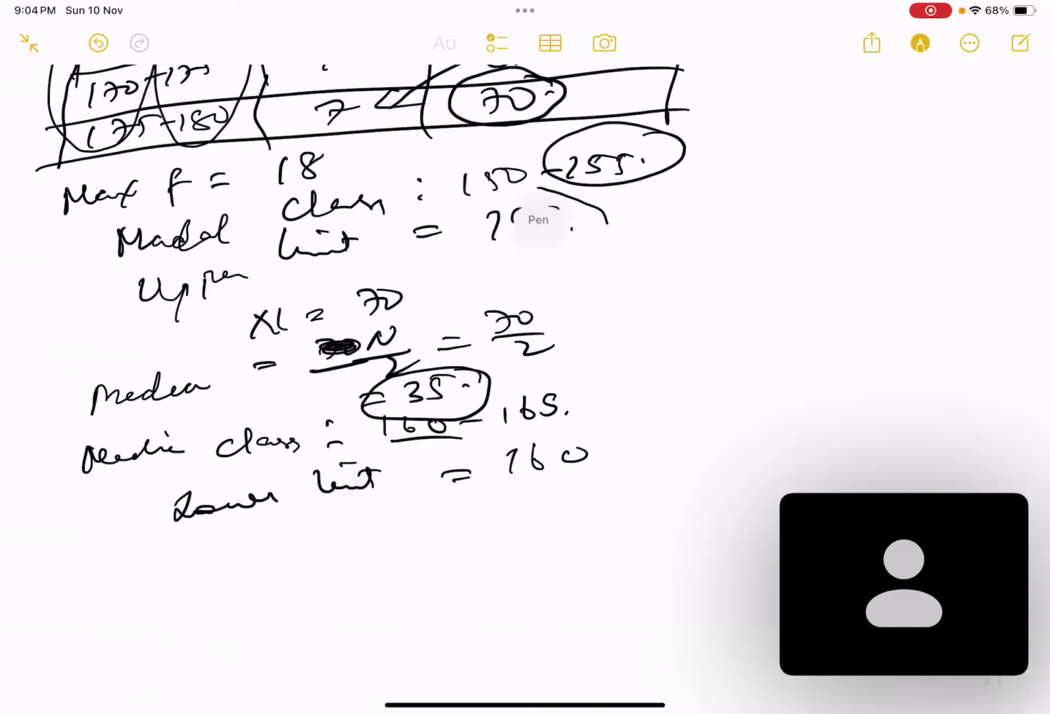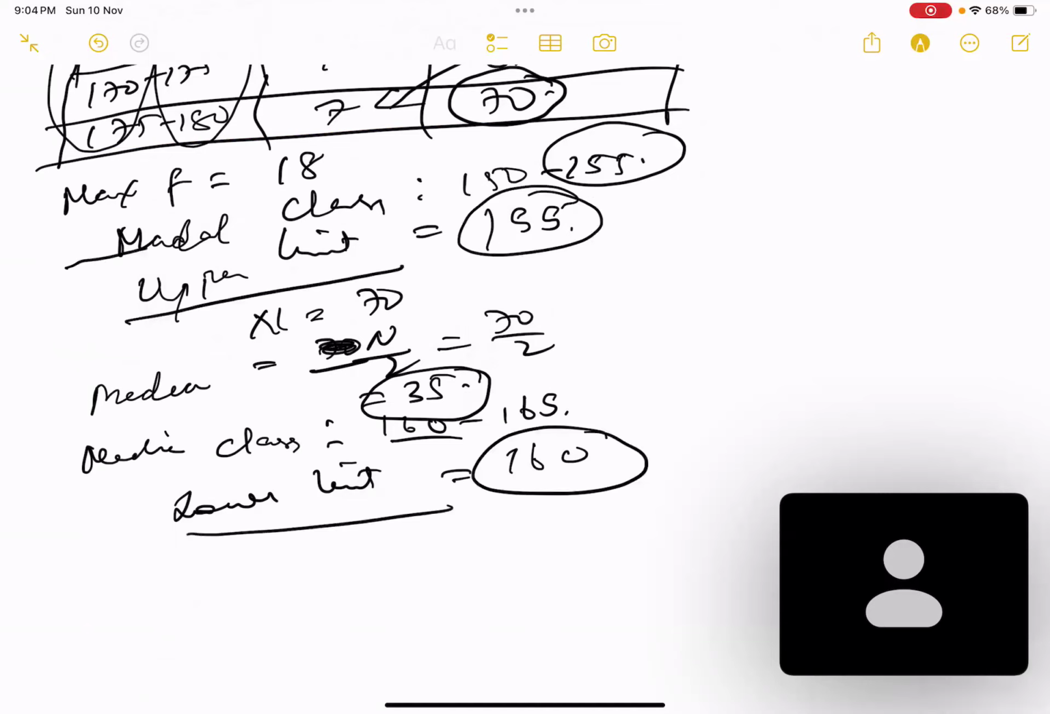We have to find the sum of the upper limit of the modal class and the lower limit of the median class. So the sum is equal to 155 plus 160.